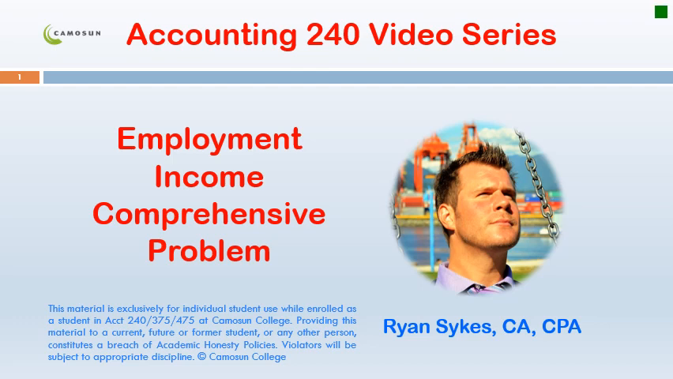Hey everyone! In this video, we're going to walk through a comprehensive employment income problem which incorporates many of the specific areas you've studied thus far. The expected learning outcome here is for students to be able to determine income from employment for a taxpayer, including relevant inclusions, allowances, benefits, and deductions. Saddle up, because here we go.